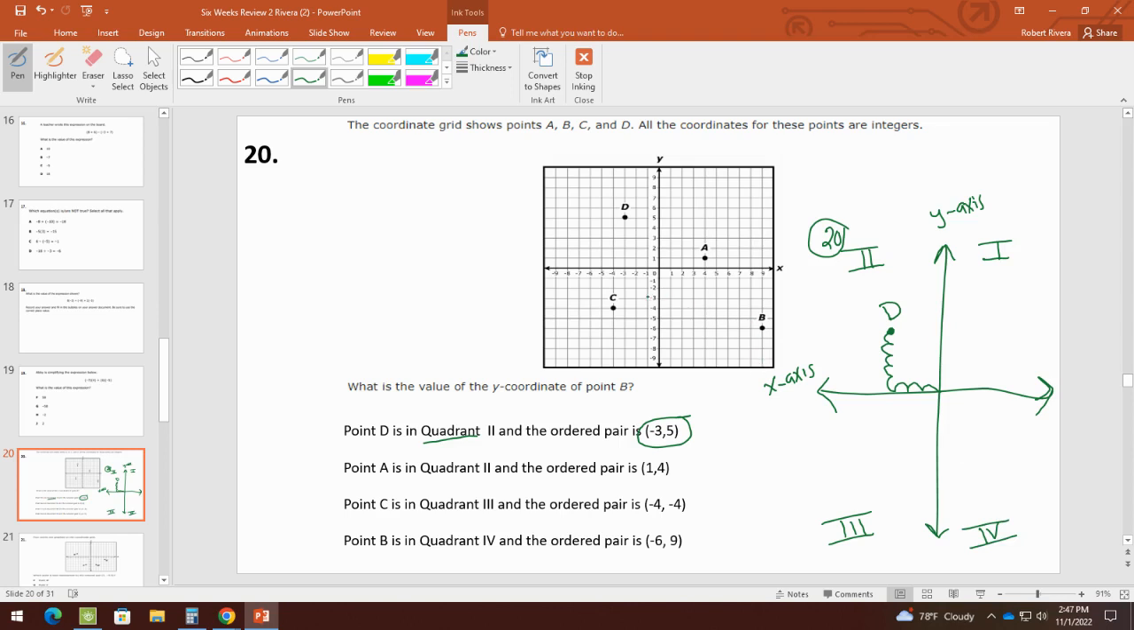Now let's check if they graphed it correctly. -3, 5. 1, 2, 3, and then 1, 2, 3, 4, 5. Yep, they graphed it correctly, so this guy would be true.